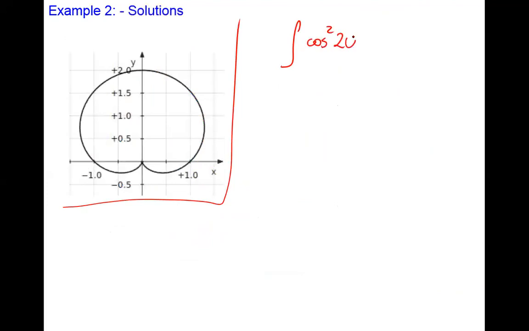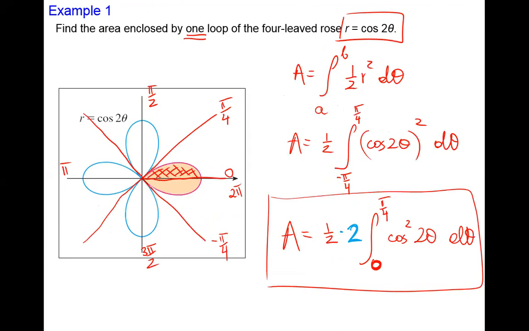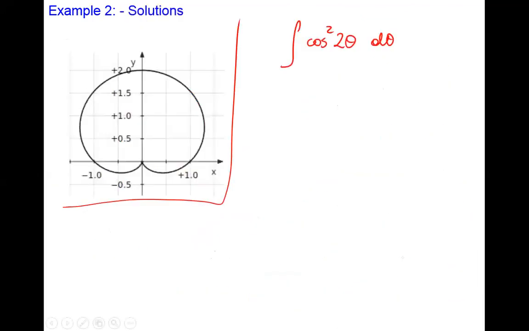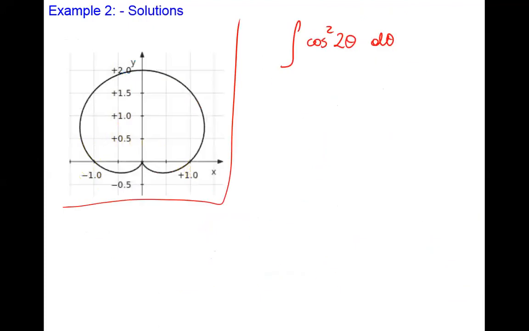Cosine square of 2 theta. And what was the limits? From 0 to pi over 4. Hang on, let me copy. Okay. From 0, that means that's not this question. From 0 to 45. Okay?